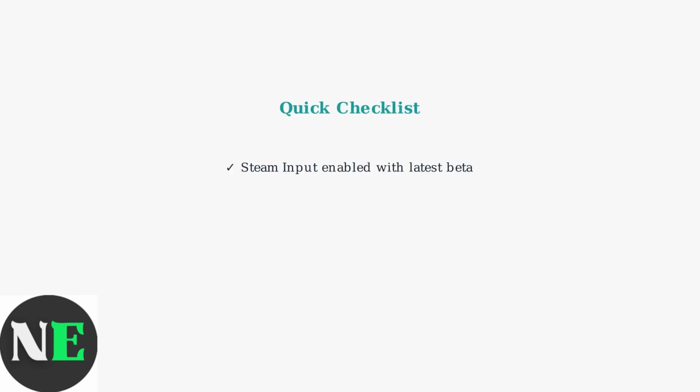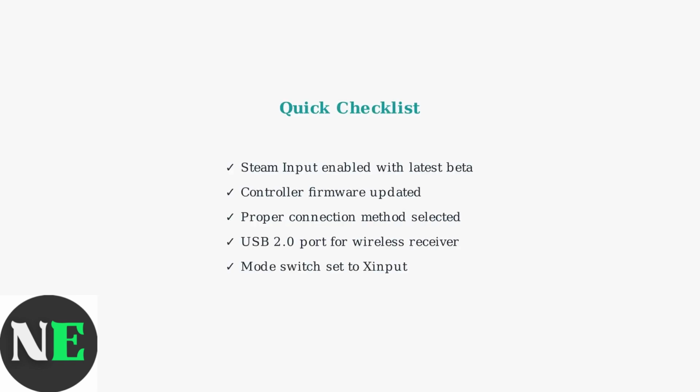Follow this checklist to resolve most 8BitDo Ultimate 2 connectivity issues. Enable Steam input, update firmware, check your connection method, use USB 2.0 ports, and ensure SynPut mode is selected.